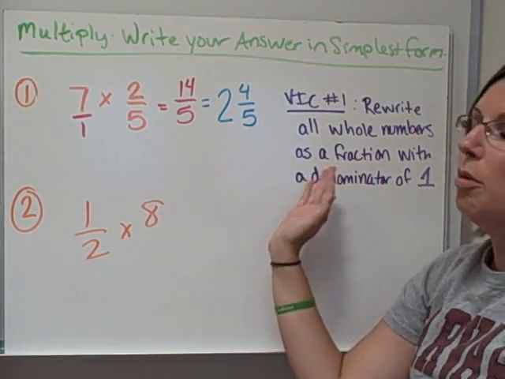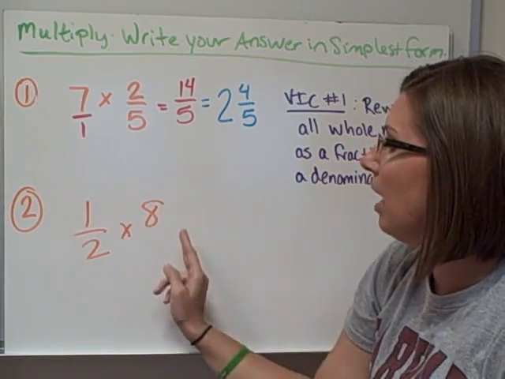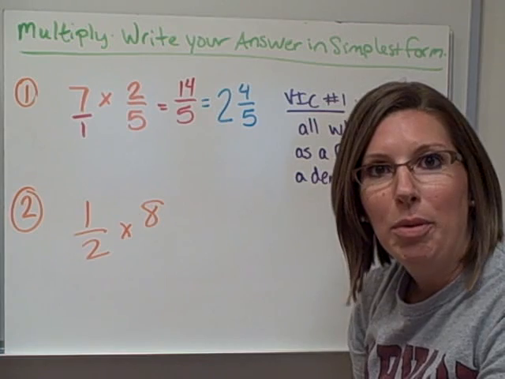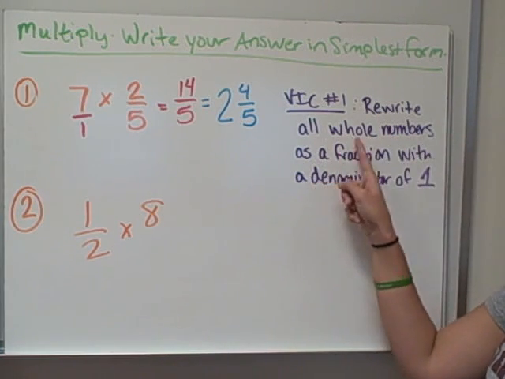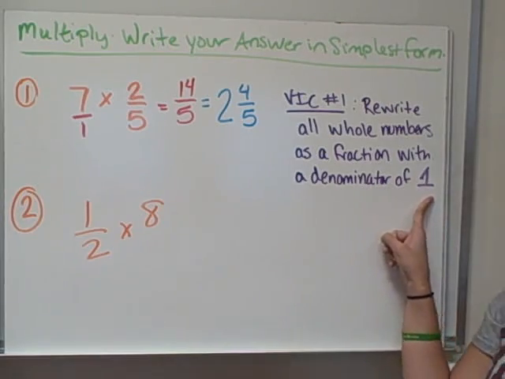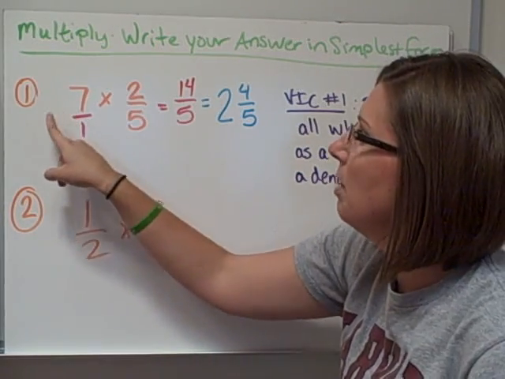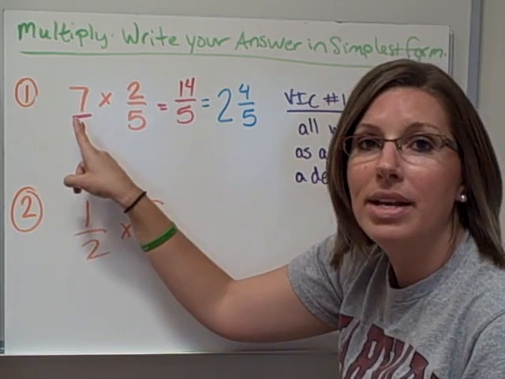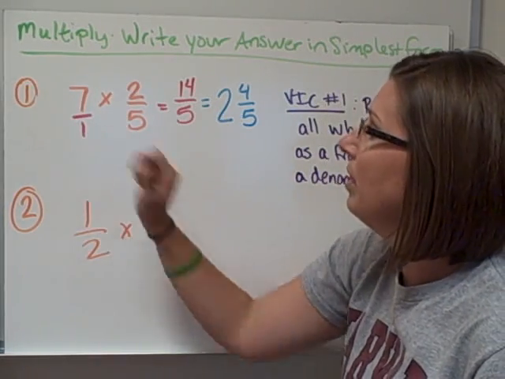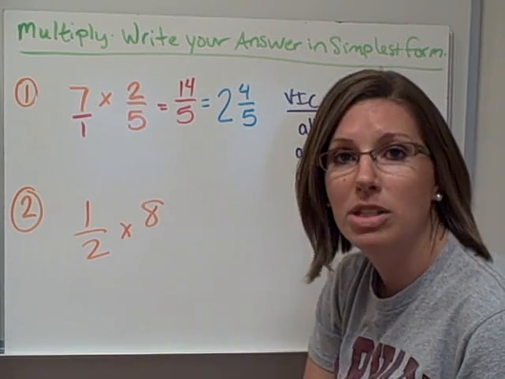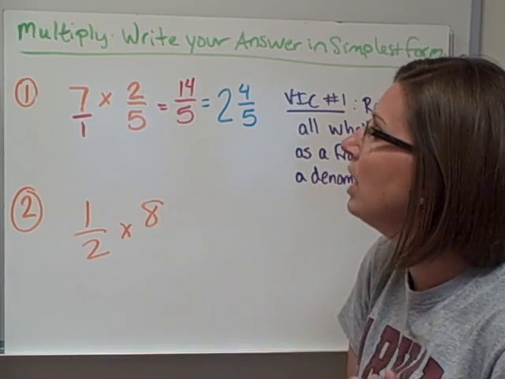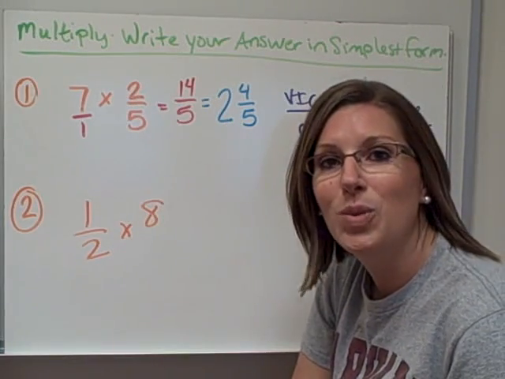We are going to continue to multiply, but as you see, I'm starting out with some whole numbers. VIC number 1, very important concept number 1. Rewrite all whole numbers as a fraction with a denominator of 1. So I'm just going to, in my first example, rewrite my 7 as 7/1. I did not change its value, I just changed the way that it appears so that I can easily multiply my fractions. I multiply my numerators, 7 times 2 is 14, and I multiply my denominators, 1 times 5 is 5.